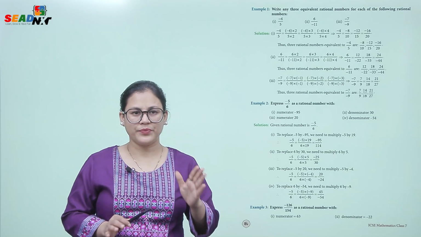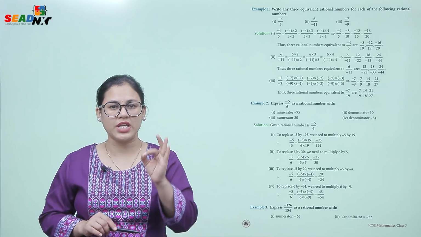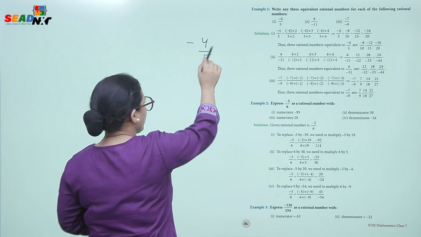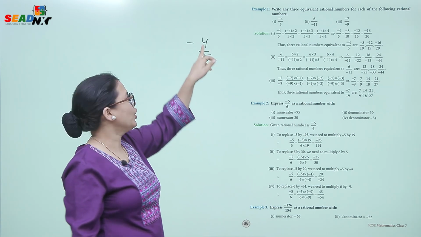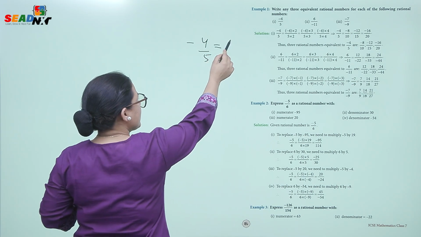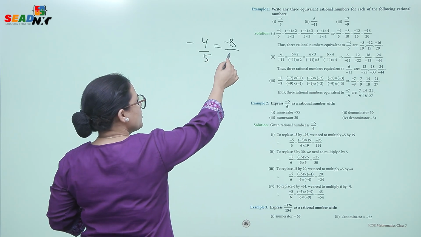Example करते हैं. Write any three equivalent rational numbers for each of the following rational numbers. Okay, so we have minus 4 by 5. Now let's multiply numerator by 2 and denominator by 2. So minus 4 into 2 is minus 8, 5 into 2 is 10.